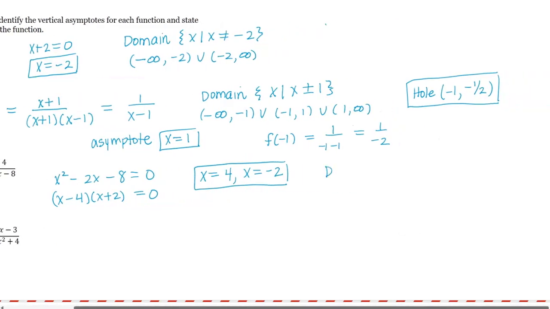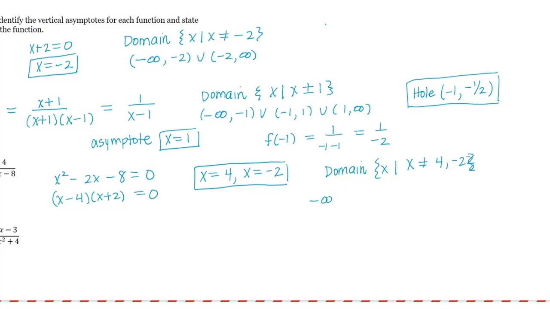The domain for this function is the set of all x such that x does not equal 4 or negative 2. And then in interval notation, from negative infinity to -2, we always want to put our numbers in order as they show up on the number line. -2 to 4, and then 4 to infinity. Let's fix that because that looks messy. All right.